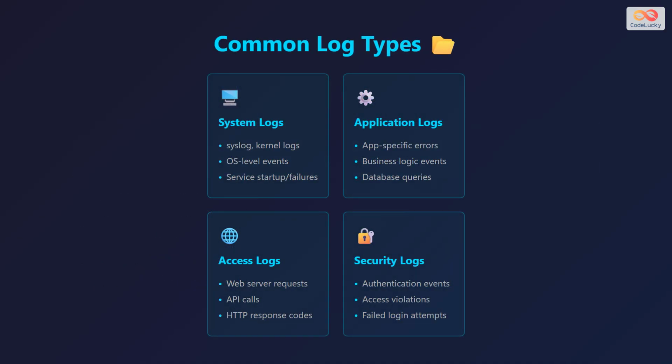There are several important types of logs you'll encounter. System logs come from the operating system itself and include kernel messages and service startup events. Application logs are created by your software and contain application-specific errors and business logic events. Access logs track incoming requests to web servers and API endpoints, recording HTTP response codes and details about each request. Security logs record authentication attempts, access violations, and failed login attempts. Understanding which log to check for different types of problems is crucial for efficient investigation.